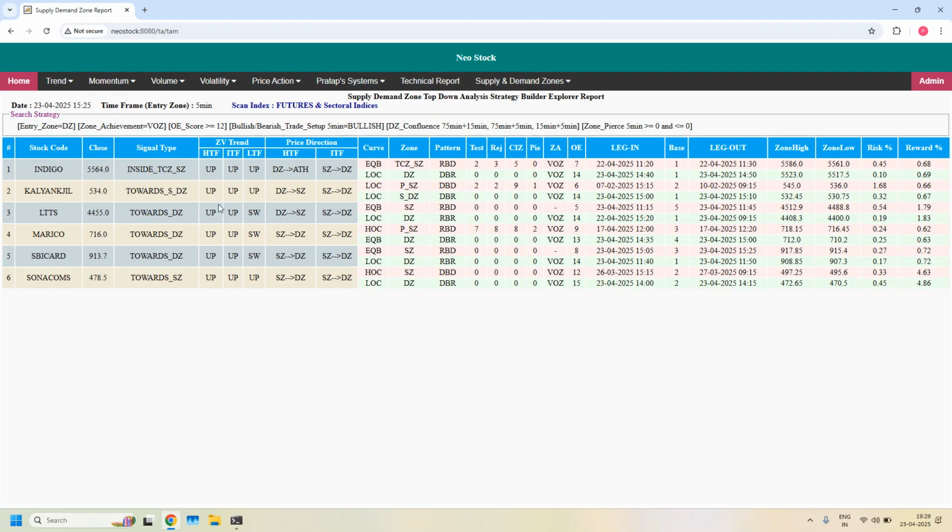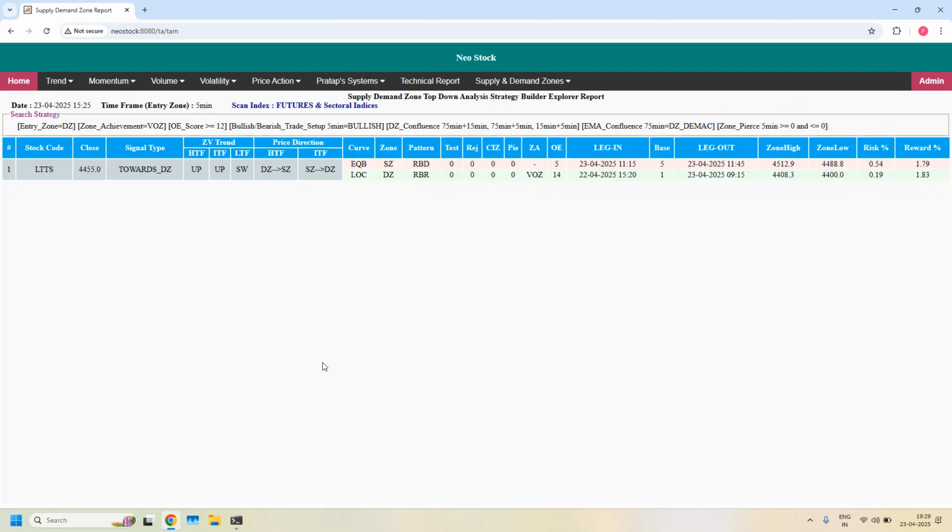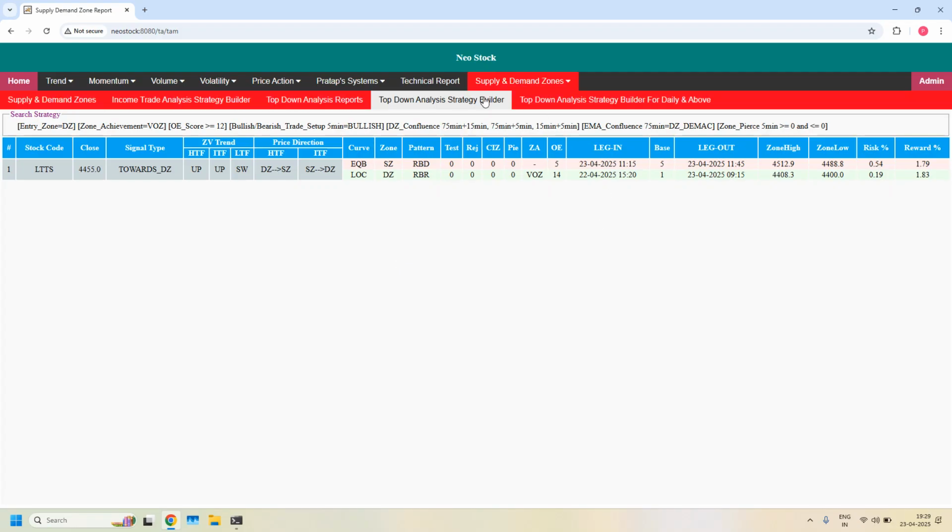And the 75 minutes trend is up in all the stocks. So let's verify if any 75 minutes demand zone has daily EMA Confluence. So only one stock is filtered. This demand zone has a higher probability of success. This is a bullish trade setup for hourly income trade. Next, let us look into bearish trade setup for hourly income trade.